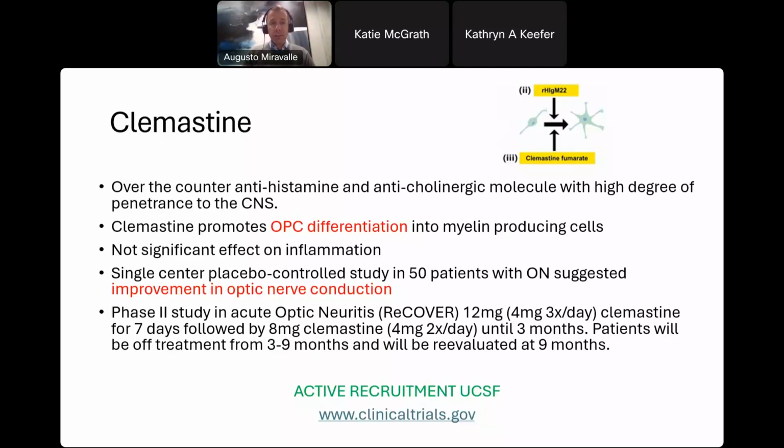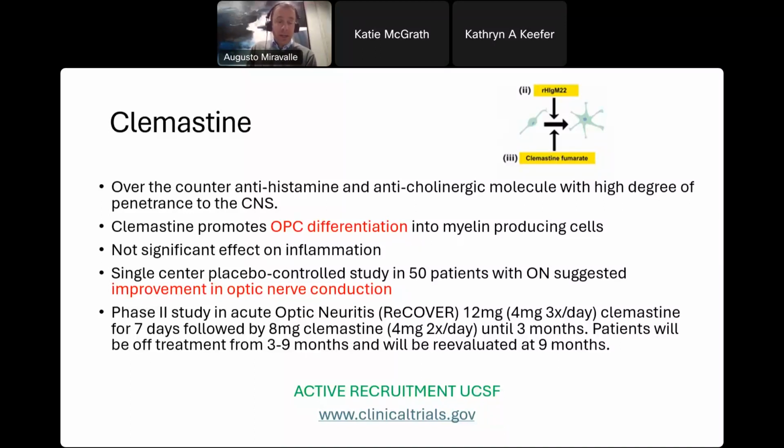So the mechanism is not clear, but apparently clemastine in animal models allows these baby myelin producing cells to differentiate into adult myelin producing cells. So it helps in that process of differentiation, very similar to the antibody that I mentioned before. This is oral, and the studies are looking at a high dose, 8 milligrams daily, which is pretty high. Usually for seasonal allergies, clemastine is 2 milligrams daily. So this is 4 times the dose that is usually used.